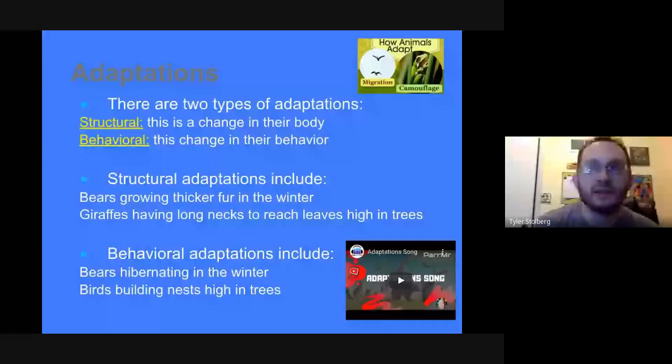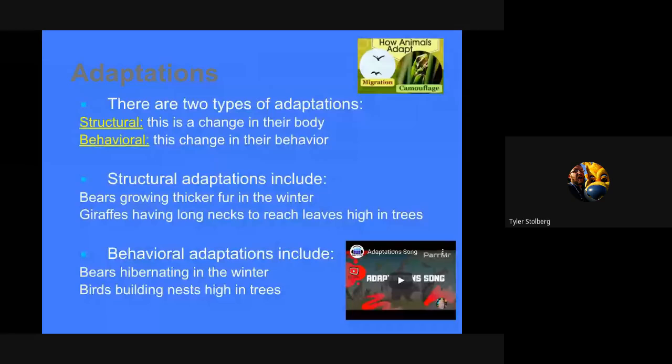There are two types of adaptations: structural and behavioral adaptations. An adaptation is something that helps an animal survive. Over time, the animals without helpful adaptations didn't make it. They weren't strong enough to survive. So they can have structural adaptations, which is a change in their body. These are physical characteristics, sometimes called physical adaptations. Things that you're going to see on them, like claws or a beak or feathers or an extra layer of fur. This is a change in their body.